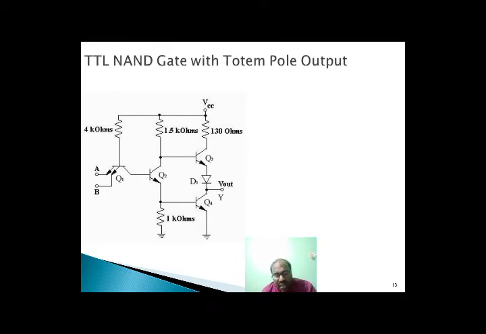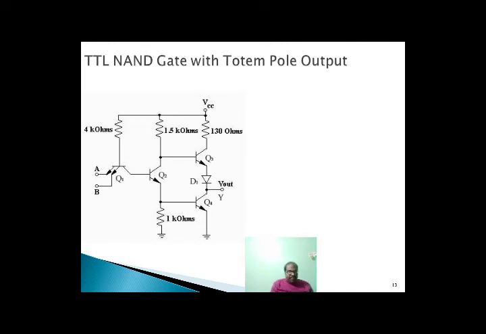So we get the output 0 when both the inputs are high, and when both the inputs are low, as well as if any one of the inputs is low, we get the output high. It is the condition for the NAND gate. So this is the operation of the TTL NAND gate with totem pole output.